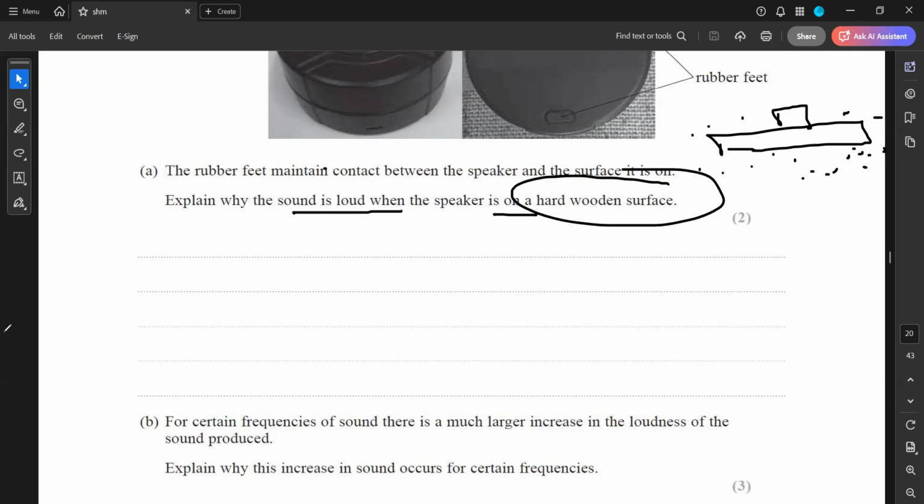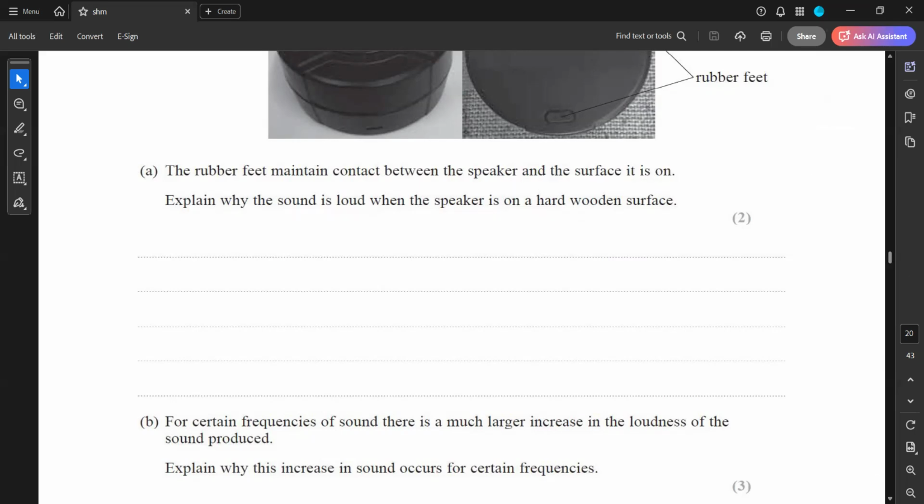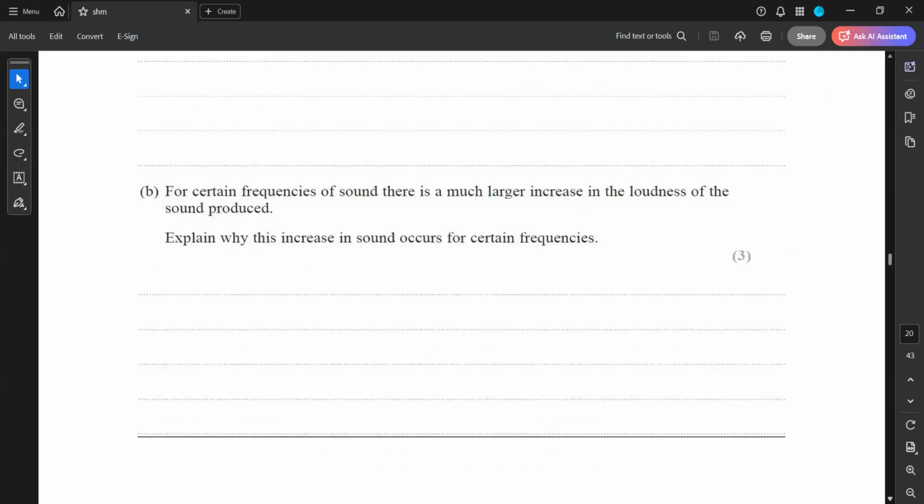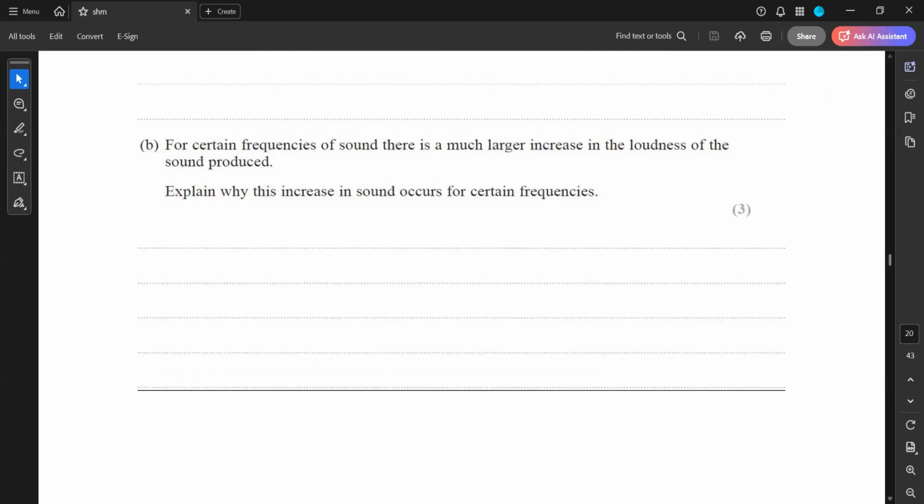And then the second part, they're asking why certain frequencies are louder. When the frequency matches with the natural frequency of the wood, it will cause a maximum amplitude of vibration. That's why only certain frequencies are louder.